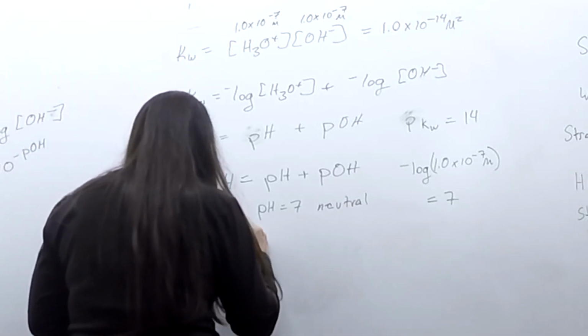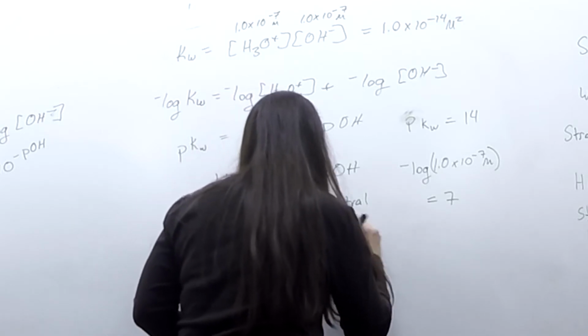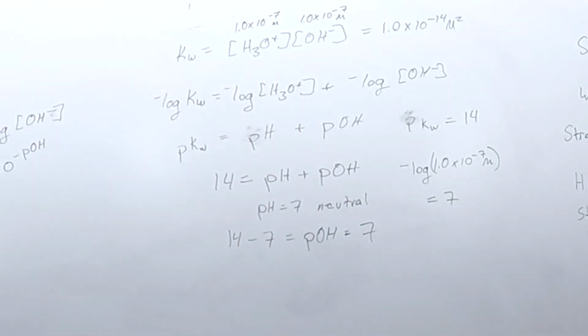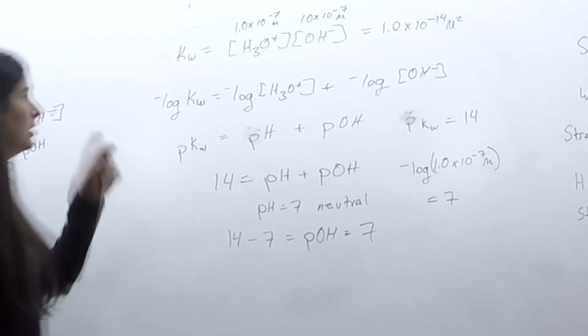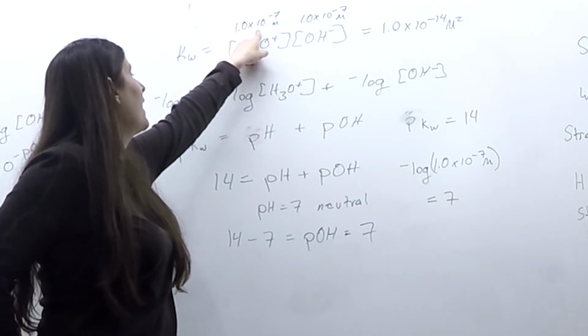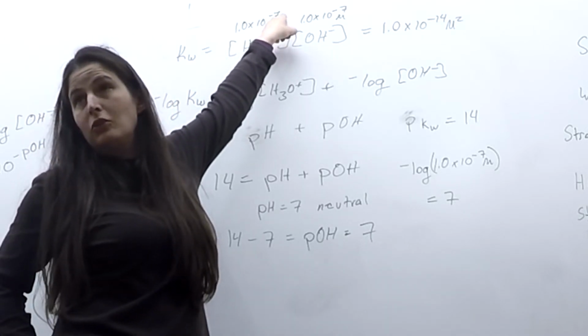And 14 minus 7 will give you a pOH also of 7. So they're equal to each other, so both are neutral. So the math there all works out. All right. And if you want to know the pH of a concentration like that, it's always going to be whatever that negative exponent is, you just make it positive.